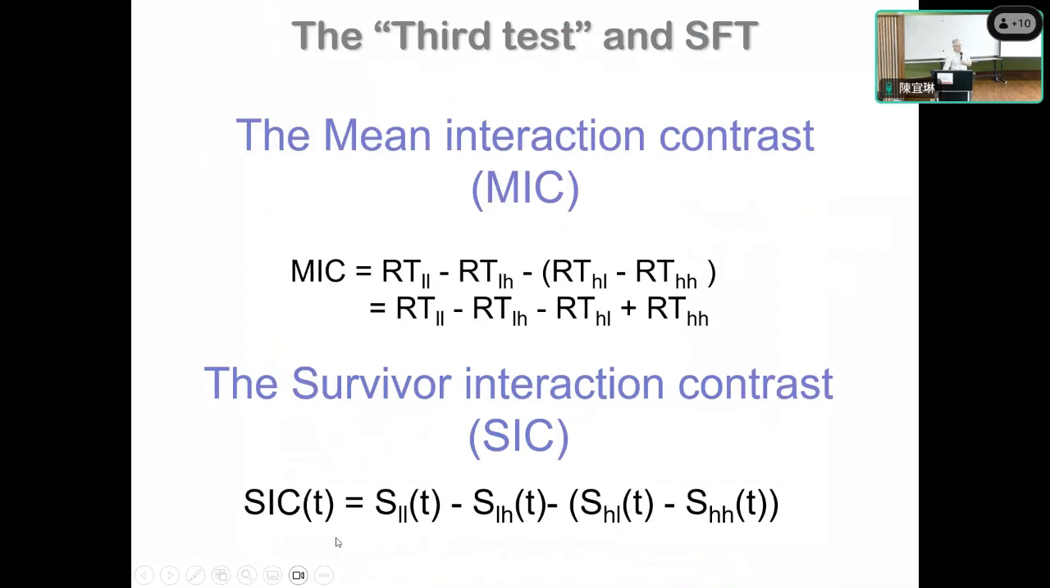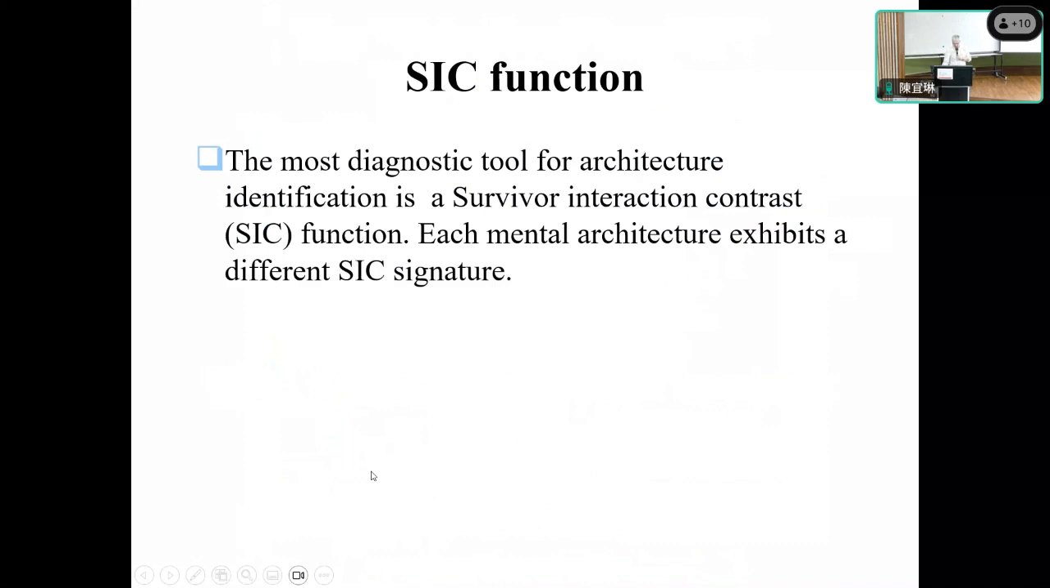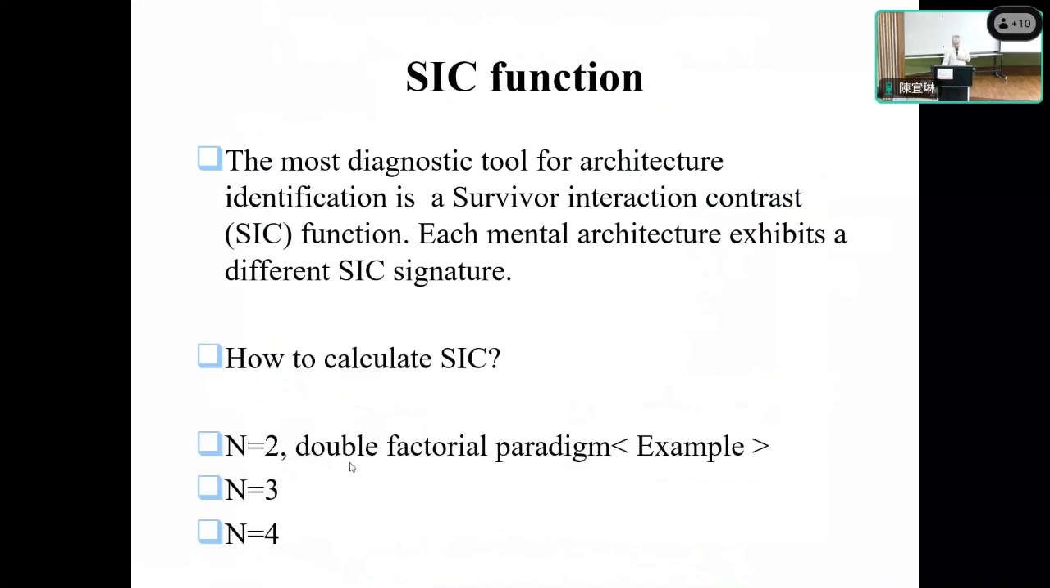it with a function as a statistic, not as a point statistic estimator such as the mean interaction contrast here. Let's call it by its right name, mean interaction contrast. This is what we use in ANOVA. But the survivor interaction contrast is a function of time. Therefore, the time is still there. What does it mean? This is kind of the big deal. How to calculate this?